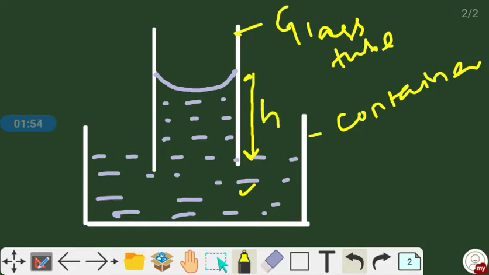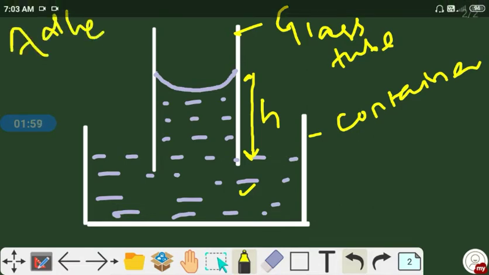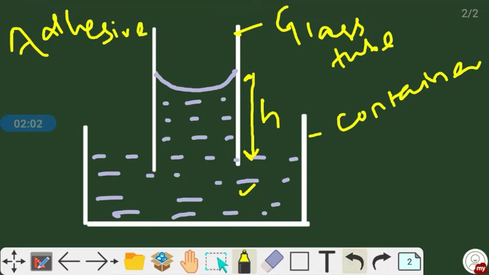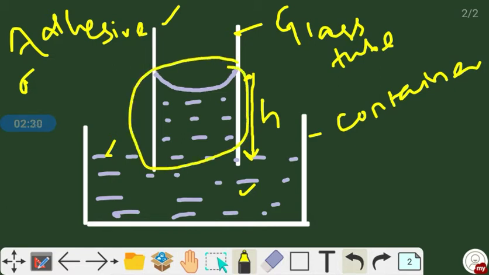Okay, and why does capillary action take place? Due to adhesive forces between the glass and the liquid. Okay, due to this, surface tension force acts, and this is how the capillary rise takes place. Okay, so first let's denote what types of forces act in this section. In this section of liquid which is in the rise region, what are the types of forces that act on it?